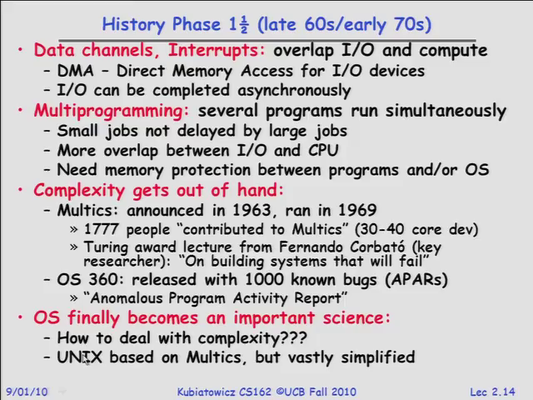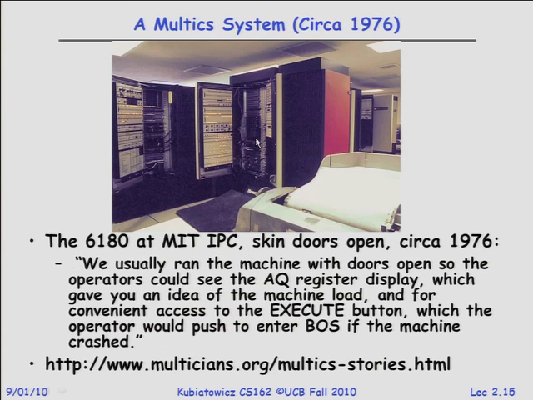All right. So here's a picture of a Multics system, about 1976. And I like this quote: "We usually ran the machine with the doors open so the operators could see the AQ register display, which gave you an idea of the machine load, and for convenience access to the execute button, which the operator would push to enter the basic operating system if the machine crashed." So basically, they kept the door open so they could see when it crashed, and then they basically hit the MIT equivalent of Control-Alt-Delete on a regular basis.